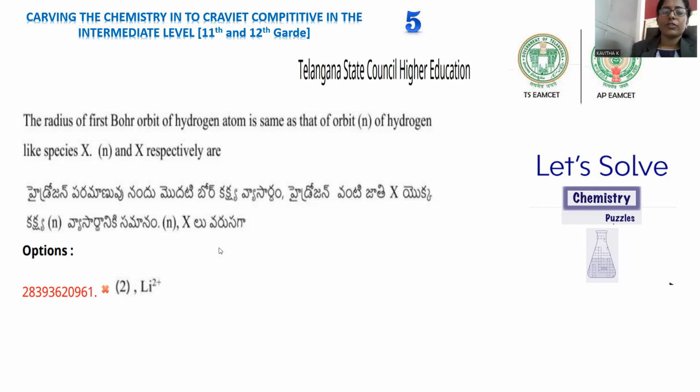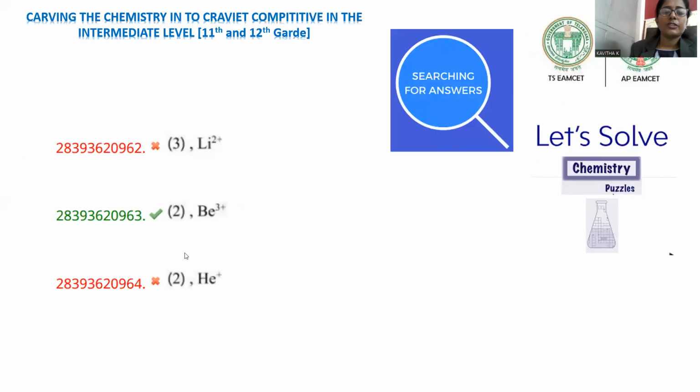Option number 1, lithium plus 2, is provided. Option number 2, lithium plus 2 with orbit number 3, is provided. Beryllium plus 3 with orbit number 2 is provided. Helium plus with orbit number 2 is provided.